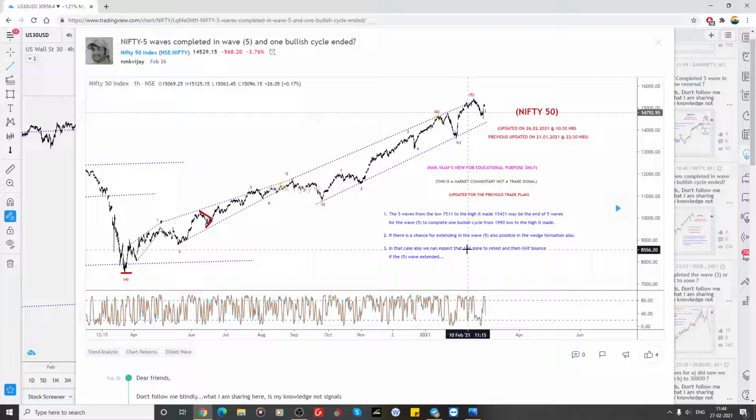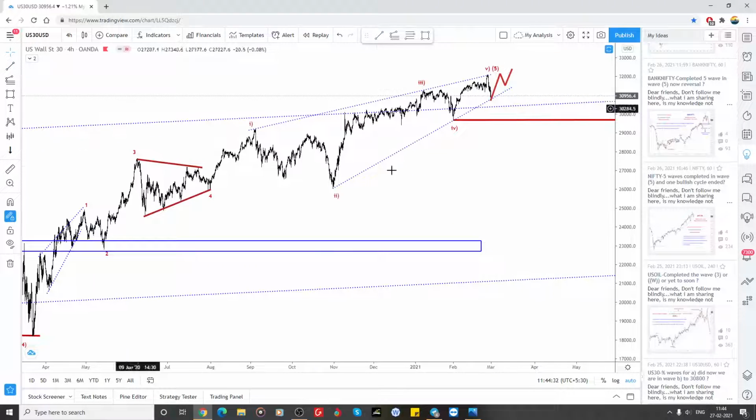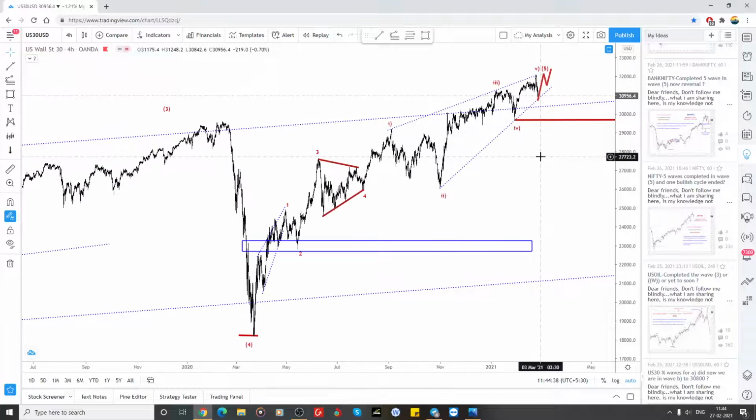But I wrote here it's 11K, but it's wrong. So if the five waves from that 7-5, there is a chance of extending the fifth wave, also possible in the wedge formation. So it could be like this: 1, 2, 3, 4, and 5, and then again fall also. If this is a wedge formation, it's very tough, only if it breaks that. That is why I have mentioned here.